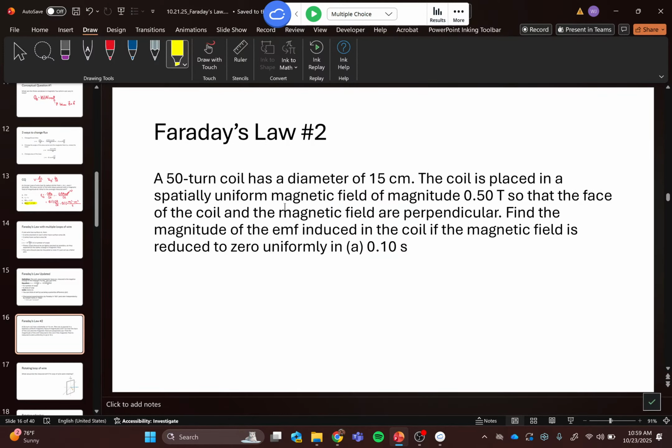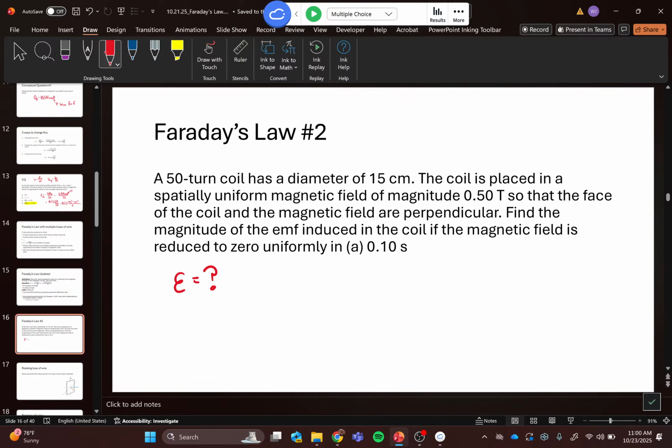All right, so let's do a quick problem on this. It's fairly straightforward. A 50-turn coil has a diameter of 15 centimeters. It's placed in a uniform magnetic field of 0.5 Tesla, so that the face of the coil and the magnetic field are perpendicular, meaning the area and the magnetic field are parallel. Find the magnitude of the EMF, and the magnetic field is reduced to 0 uniformly in 0.1 seconds. Again, we're going to do the average EMF here. We're not going to bother with the derivative. Uniformly means a linear relationship. Great, so what are we solving for?